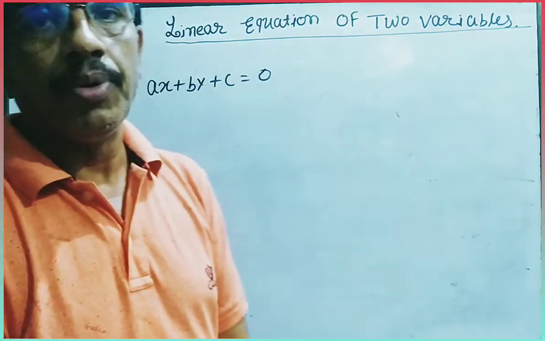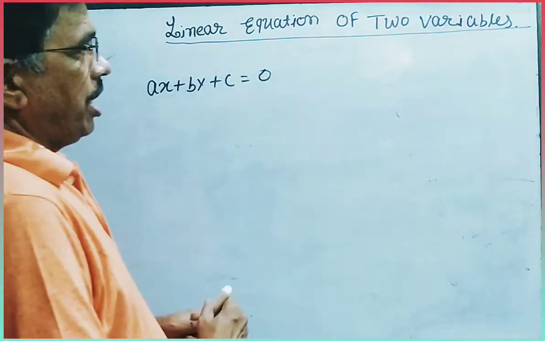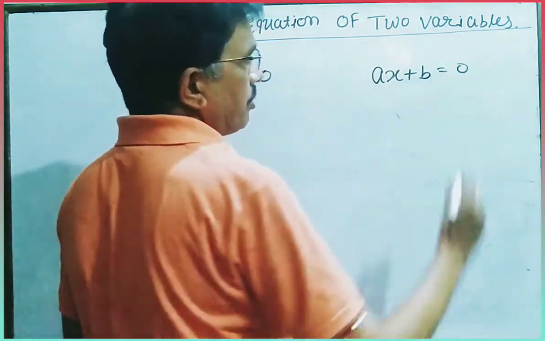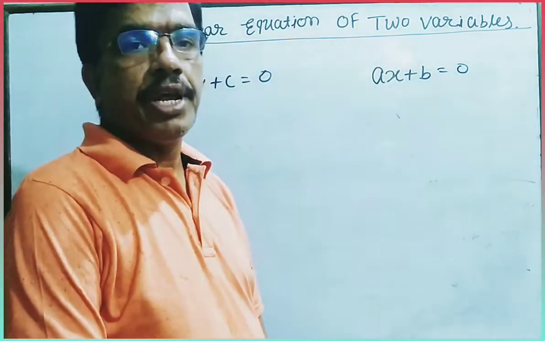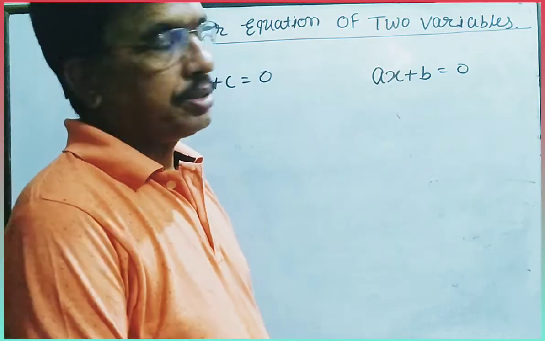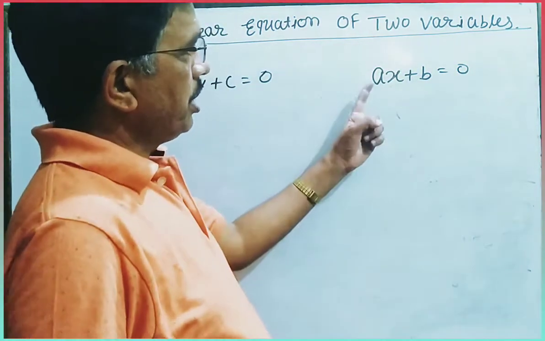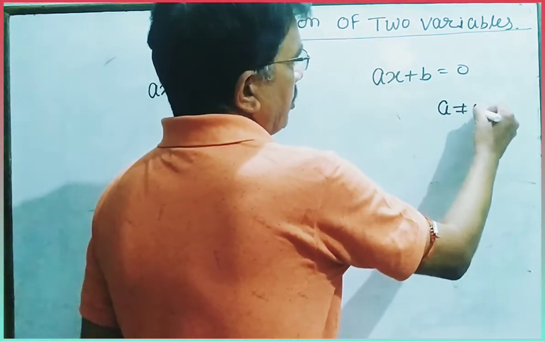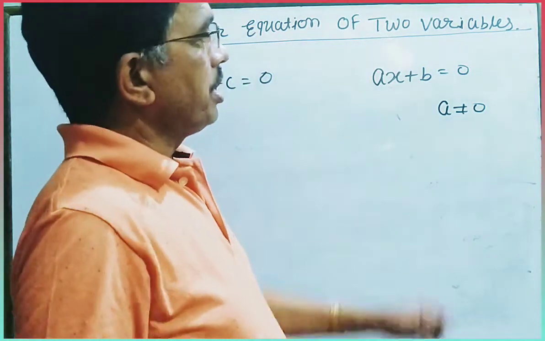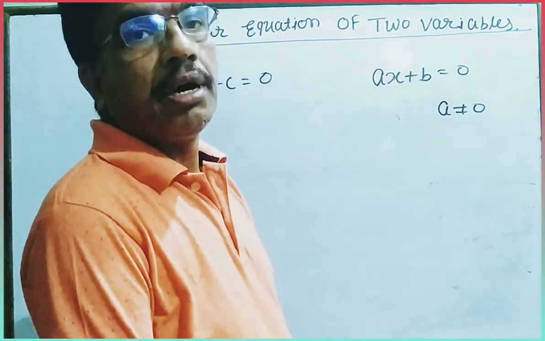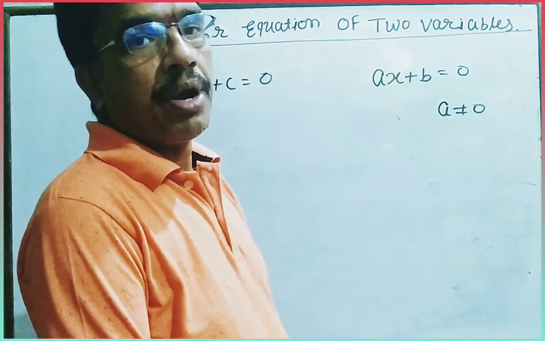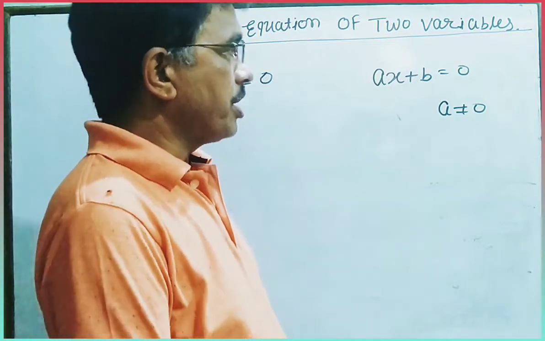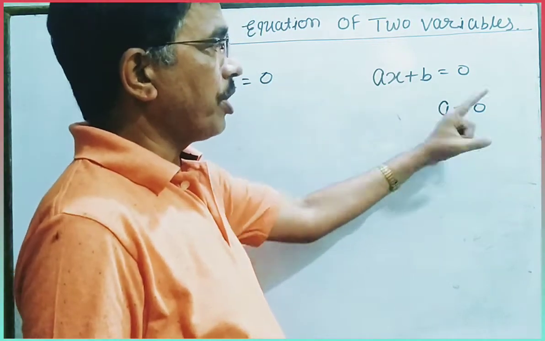So see towards the board, an algebraic expression in the form of ax plus b is equal to 0 is the standard form of linear equations of 1 variable. Here a and b are real numbers and a is not equal to 0. Again student, ax plus b is the standard form of the linear equation of 1 variable, where a and b are real numbers and a is not equal to 0.